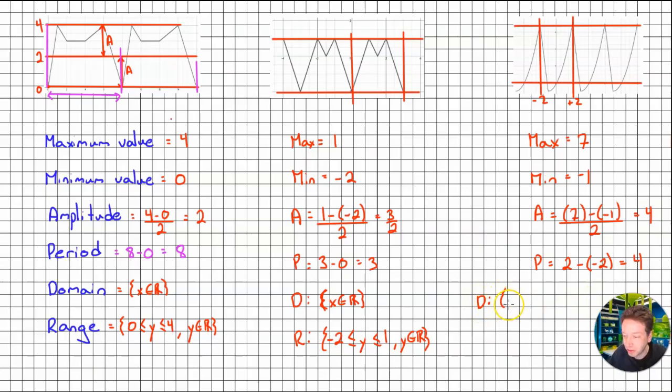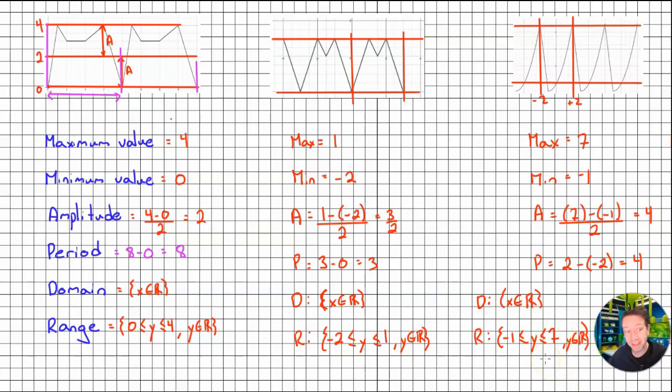Domain, all values for x, assuming it keeps going unless stated otherwise. And our range will be between our max and min. So greater than our minimum, but less than our maximum for all real values.